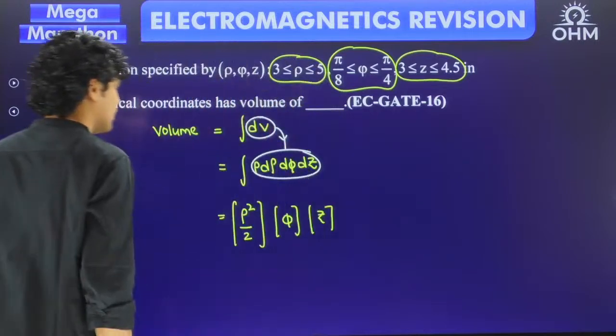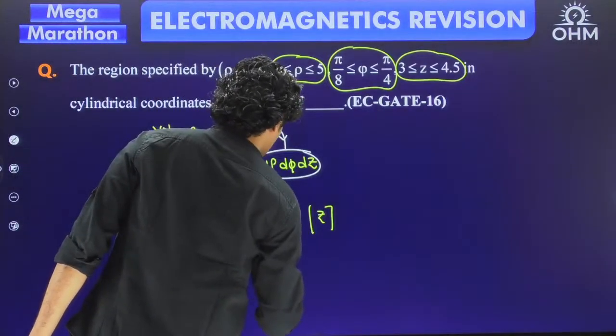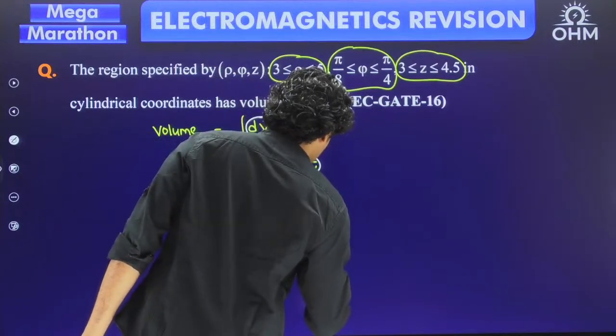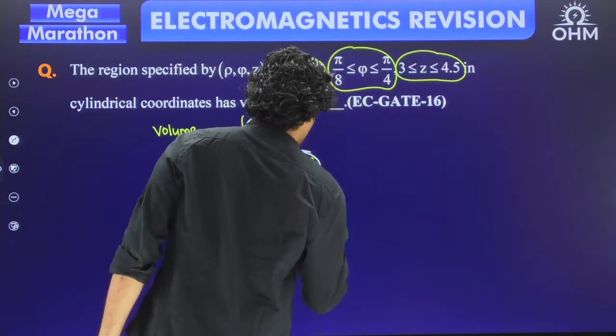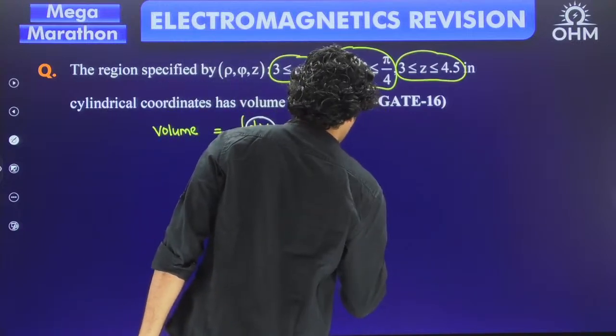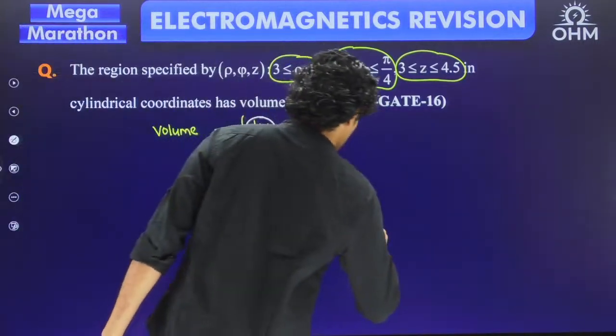And the limits for rho, what are they? Rho limits are from 3 to 5, and phi limits are from pi by 8 to pi by 4. The z limits are from 3 to 4.5. If you substitute the limits and do the calculation, what is the value you get?